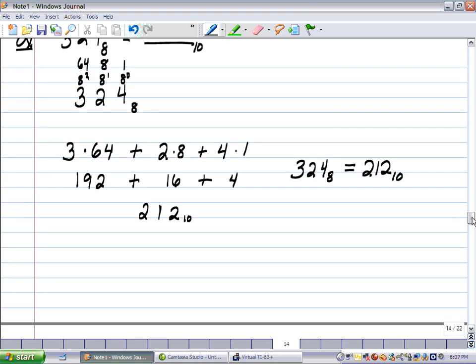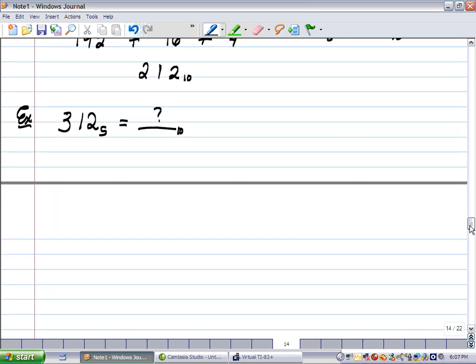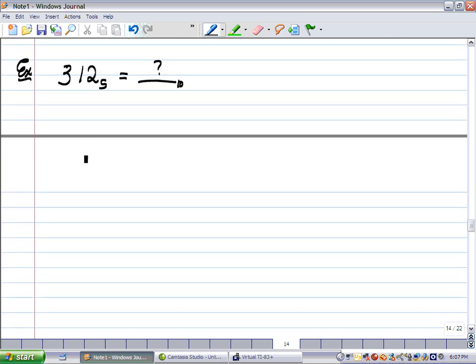Let's try another one. Let's try converting 312 base 5 to base 10. Okay, so if I'm going to convert 312, let's start with 312. 5 to the 0, 5 to the 1, 5 to the 2, or if you'd rather, the 1's place, the 5's place, 5 times 5, and the 25's place.